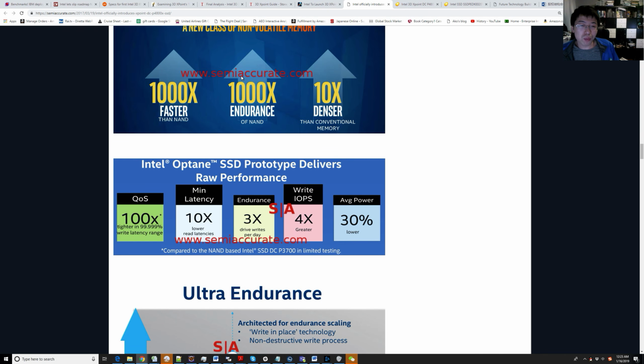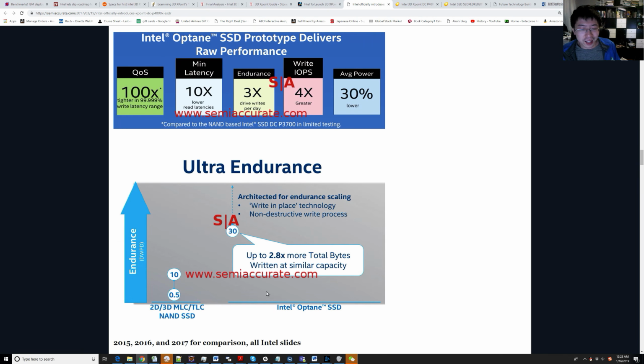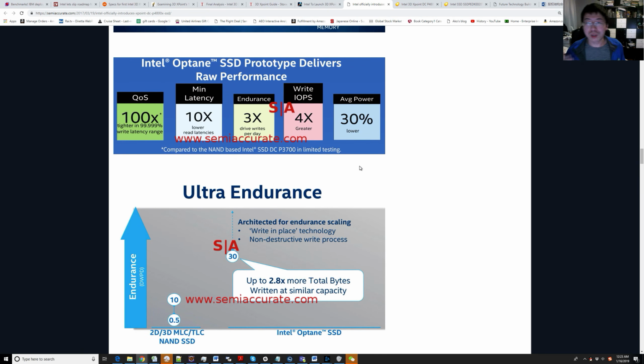People that are super long Optane or 3D XPoint, they look at these numbers, and then you have to rethink whether that promised land is near.